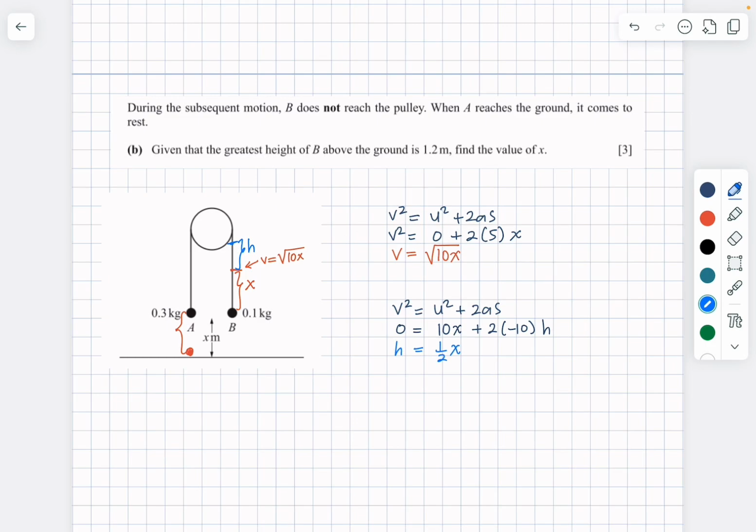As we know, the greatest height of B above the ground is 1.2. We use this fact: 1.2 equals x plus half x. This is x, this one x, and the last one is half x. And then we get x equals 0.48.